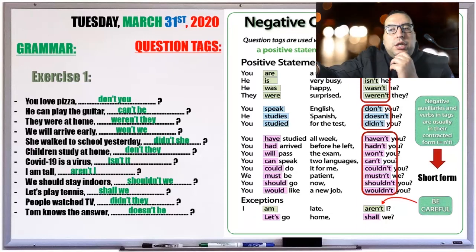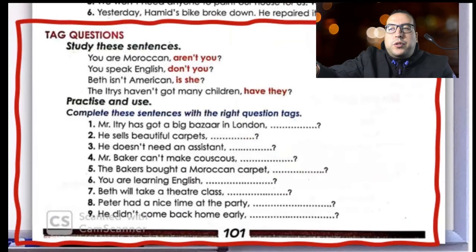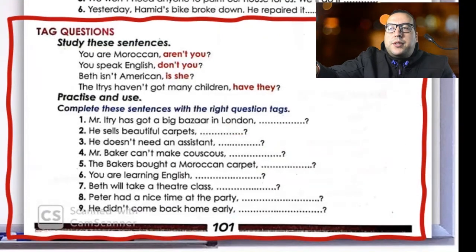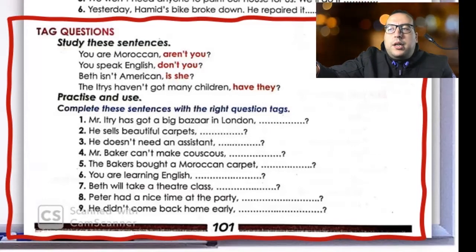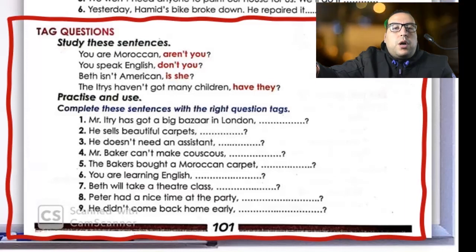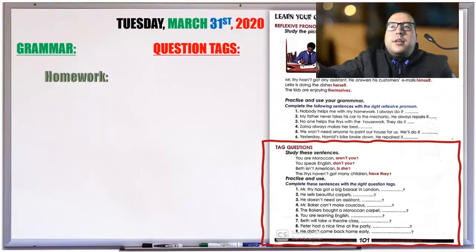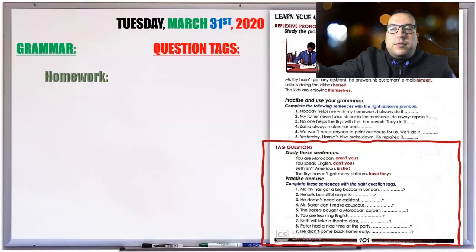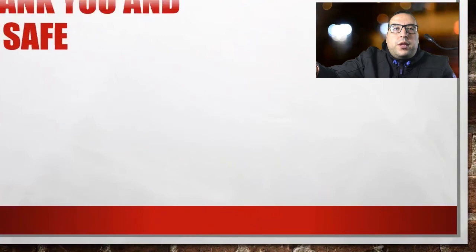It's on page 101. Page 101. It's here at the bottom of the page. Tag questions. So you study these statements. You have 4 examples, just like what we have done earlier. And then you solve the 9 statements by completing them with question tags. I want you please to copy this to your copybooks, and as usual, you send me the pictures of what you have written.